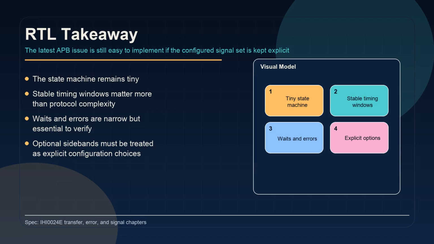The implementation takeaway is that APB issue E is still a small bus if you keep the configured interface explicit. Most bugs come from violating stable timing or from mismatched assumptions about optional signals.